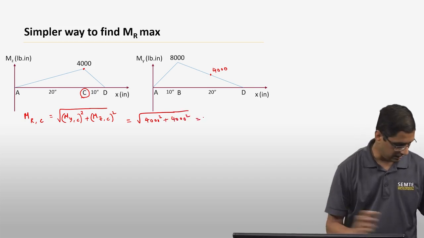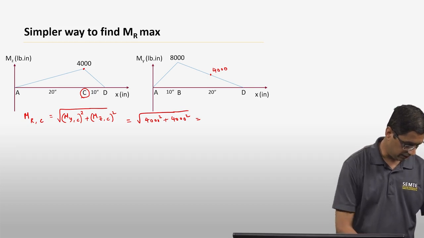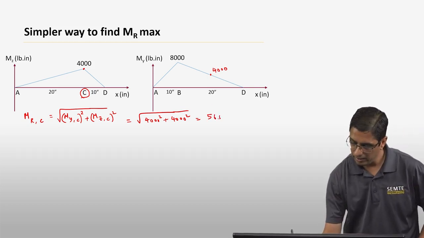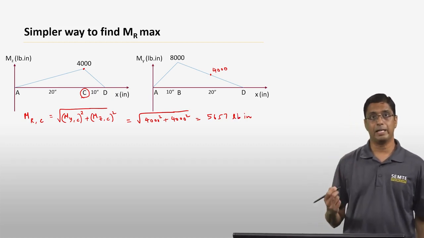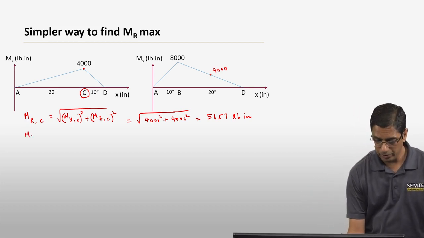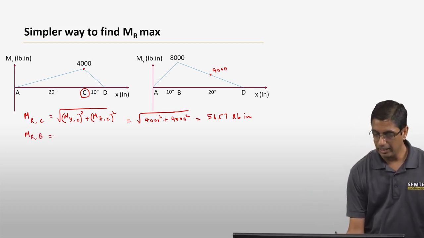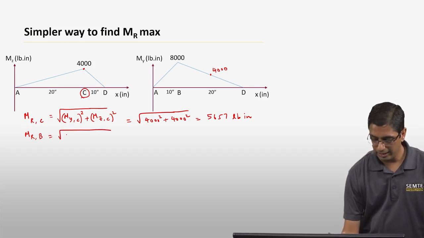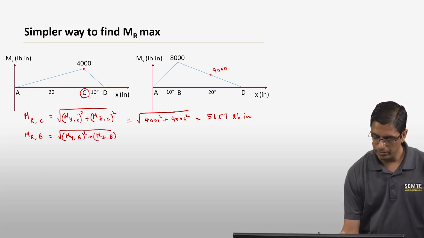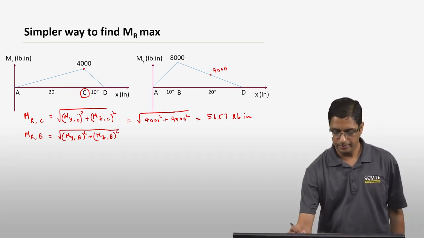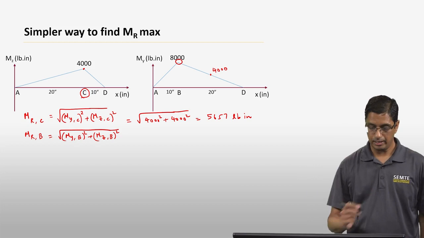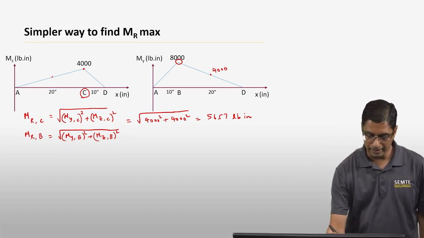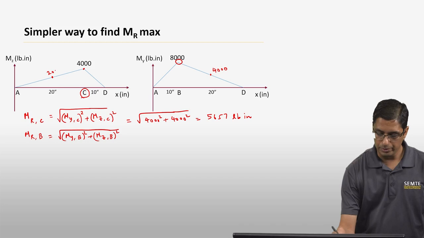Okay, and the value of that, let me just figure out, that is actually 5657 pound-inches. Okay, now the next critical point that you have to look at is point B. So MR at B is going to be equal to, again, my at B the whole square plus mz at B the whole square. Okay, my at B is this, which is 8,000, and mz at B is going to be at this point, and that is going to be 2,000.